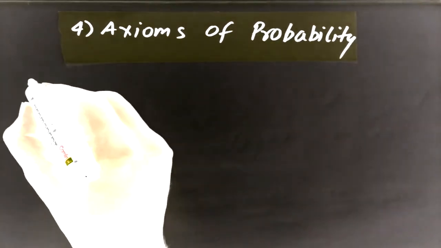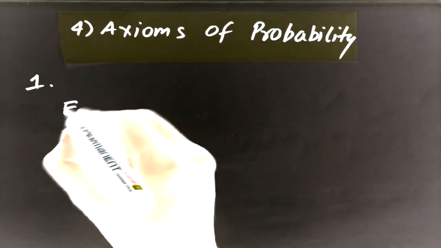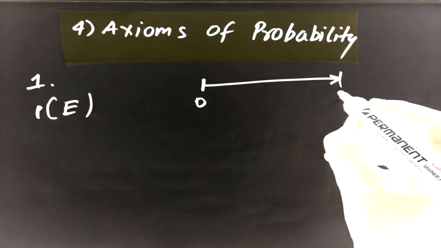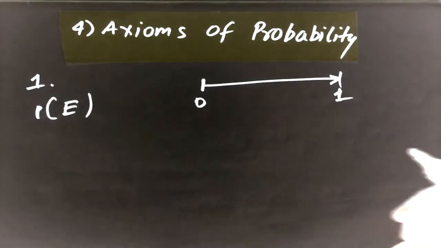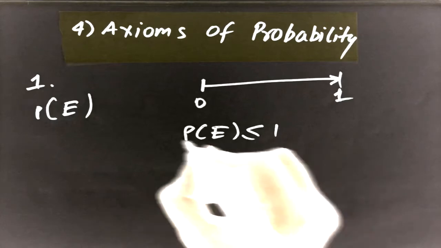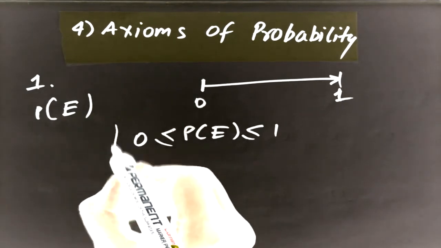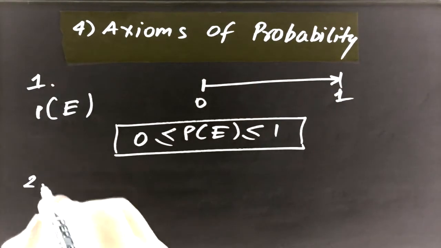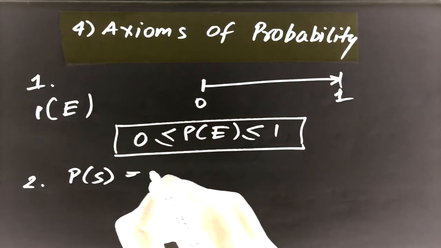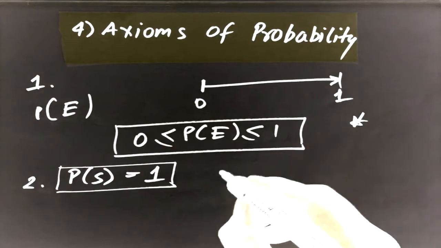Next topic is axioms of probability. There are two axioms. The first one is, if there is an event E and we need to find its probability, then its value will lie somewhere between 0 and 1. So we can write that the probability of any event will be between 0 and 1. This is axiom 1. The second axiom is that the probability of the sample space will always be equal to 1. That's it. These are the two axioms of probability.